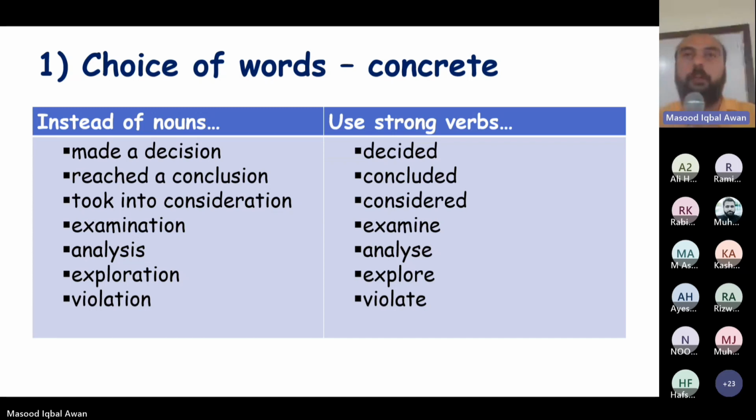The B of communication is to keep it brief. So instead of the noun decision, if we write made a decision, that is 3 words. But if we use a strong verb like decided, instead of 3 words we are using just 1. Likewise, instead of reached a conclusion, we can write concluded. Instead of took into consideration, we can write considered, and so on.